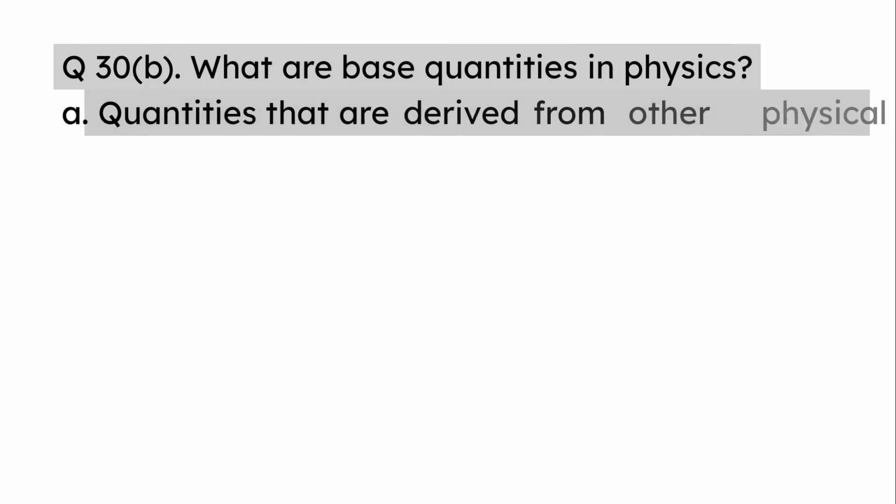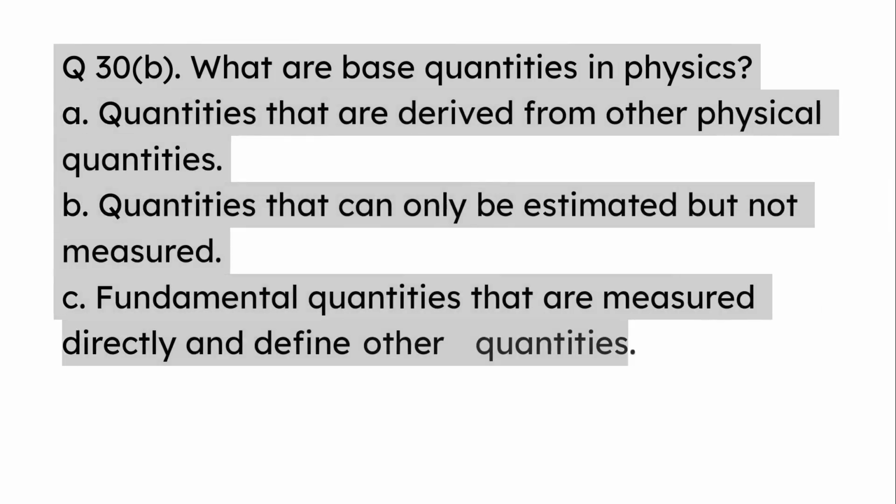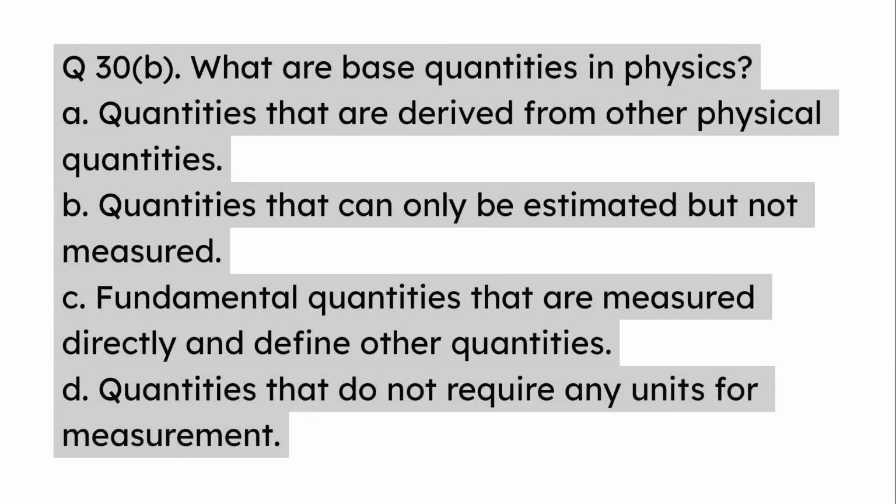Q30. B. What are base quantities in physics? A. Quantities that are derived from other physical quantities. B. Quantities that can only be estimated but not measured. C. Fundamental quantities that are measured directly and define other quantities.